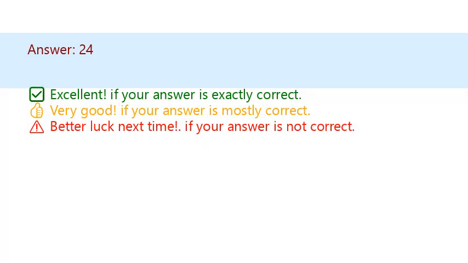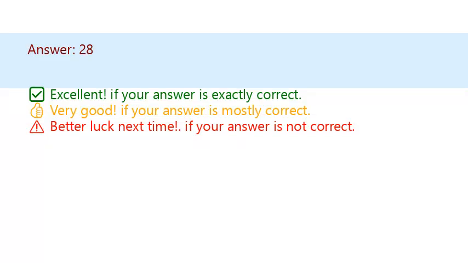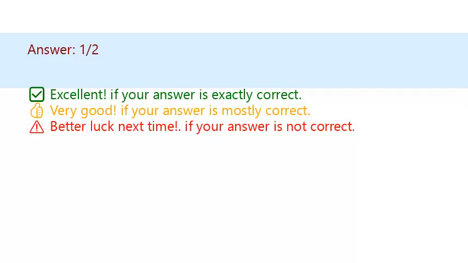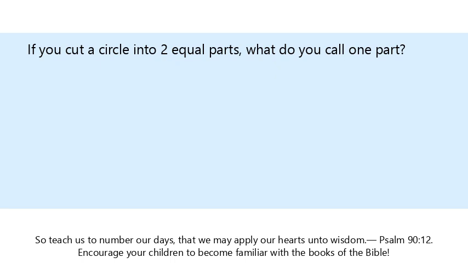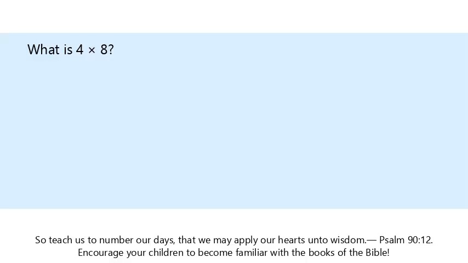Answer, 24. What is 4 times 7? Answer, 28. If you cut a square into 2 equal parts, what do you call one part? Answer, 1/2. If you cut a circle into 2 equal parts, what do you call one part? Answer, 1/2. What is 4 times 8?